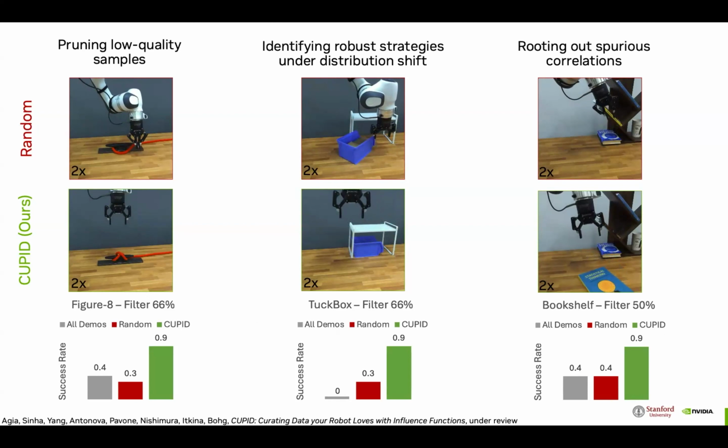I really like the name Cupid, the god of love. And the title of the paper is actually Cupid, curating data your robot loves with influence functions. I'm proud of the name. I didn't come up with the name, though.